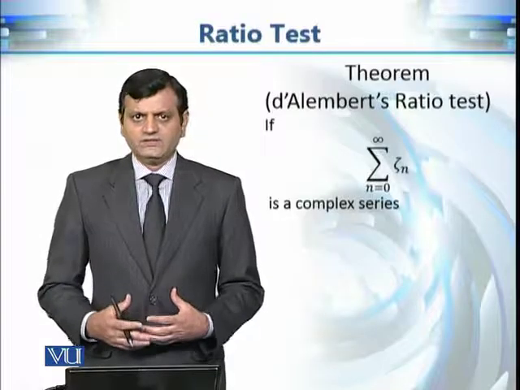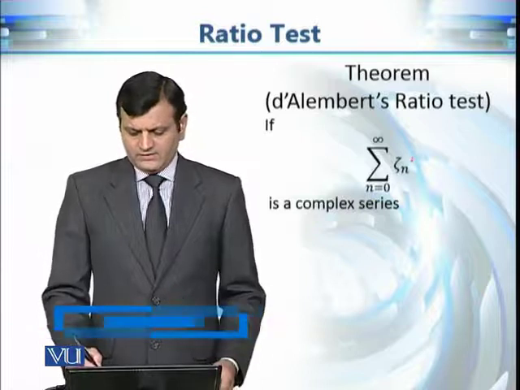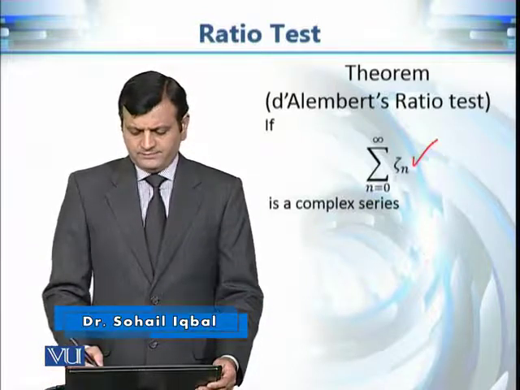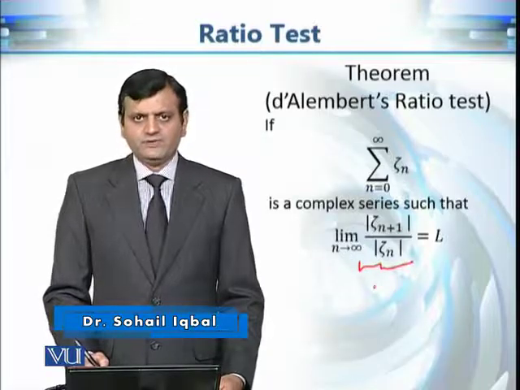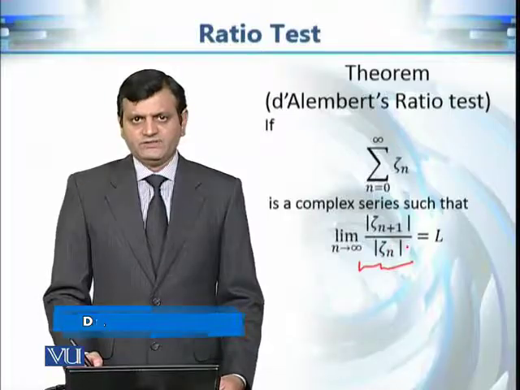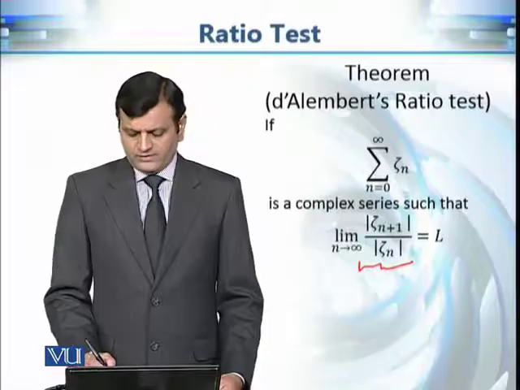It is known as D'Alembert's ratio test, or just commonly known as the ratio test. Now what is this test? It is a very simple test, and in this test, if we are given this series of complex numbers, then we calculate this limit. So what is this limit? We take the n plus 1 term, we take its modulus, and then we divide it by the modulus of the nth term, and then we calculate this limit.